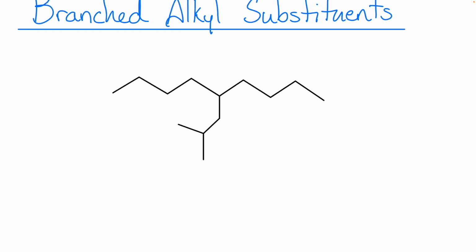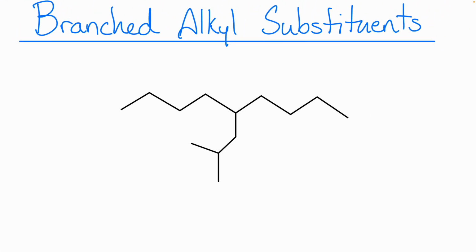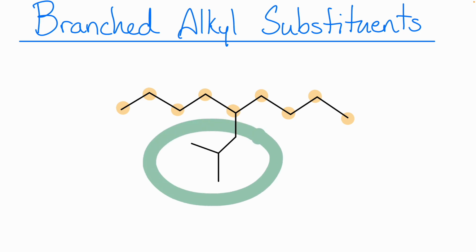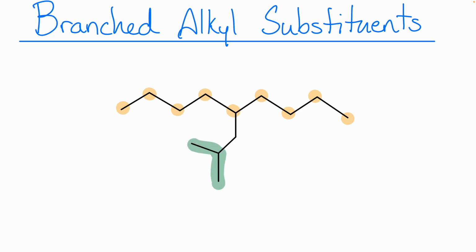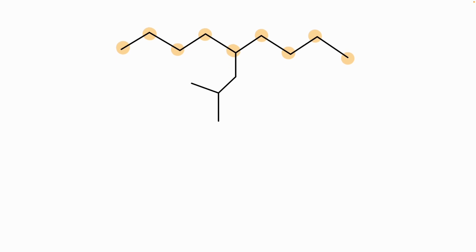All right, so what do we mean by branched alkyl substituents? If we follow our normal rules for nomenclature and find our parent chain, the longest continuous set of carbons is these 9 here. Now we have this substituent, but this substituent has a branch point on it. We have a few different ways of dealing with these.